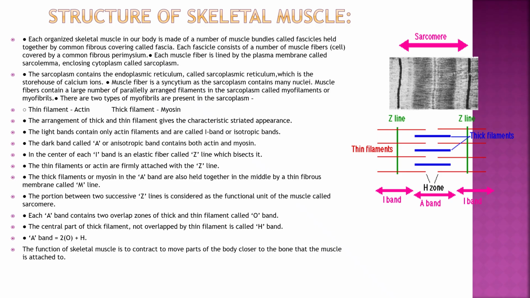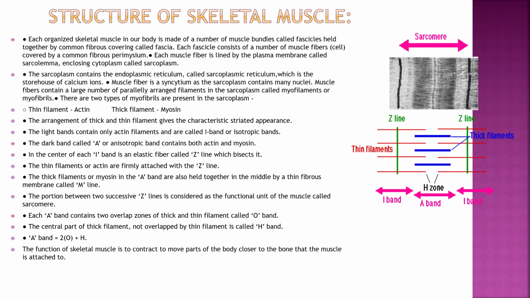Fifth tissue. Each organized skeletal muscle in our body is made up of a number of muscle bundles called fascicles held together by a common fibrous covering called fascia. Each fascicle consists of a number of muscle fibers, cells covered by a common fibrous perimysium.